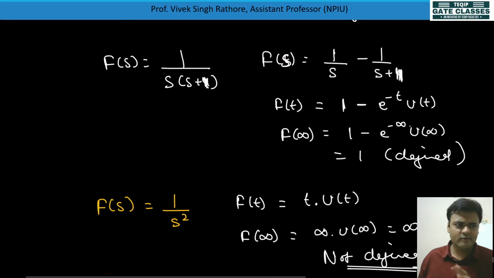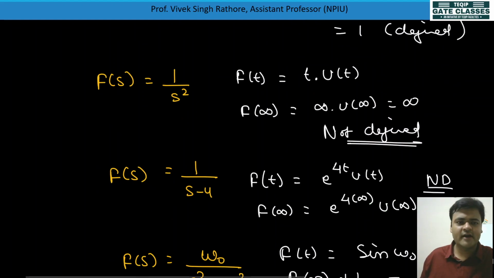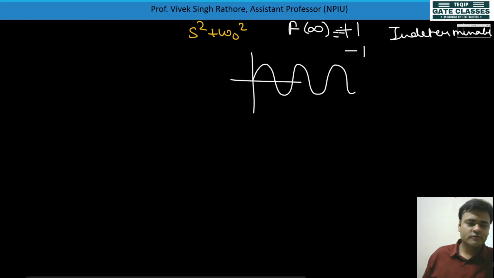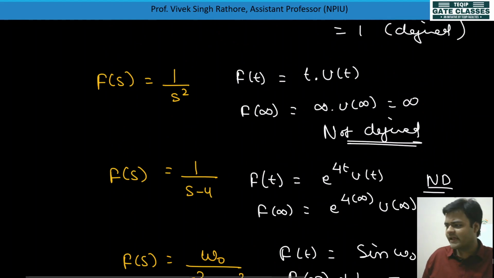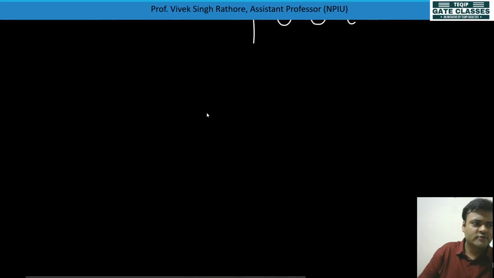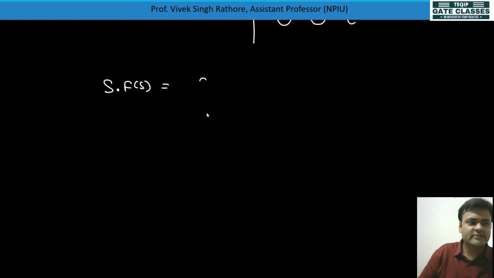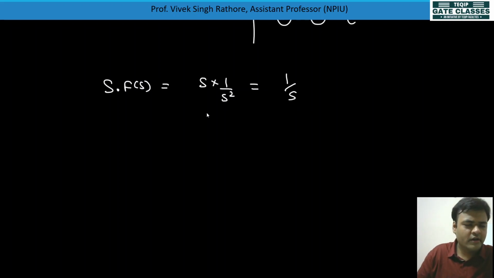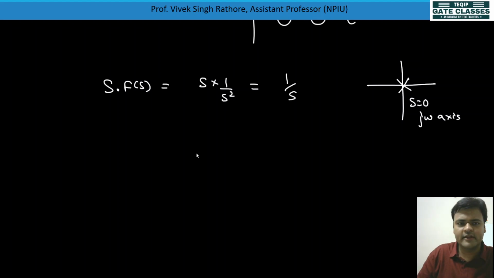I have told you many questions, and this is defined, this is defined. For defined values there was no problem, but for not defined, how will we calculate the final value? See, f of s is equal to 1 by s square, its value was not defined. If we multiply s into f of s, then what will happen? S into 1 by s square, the value will be 1 by s only, right? So its pole will be at s is equal to 0, in the j omega axis, the pole will lie on the j omega axis.